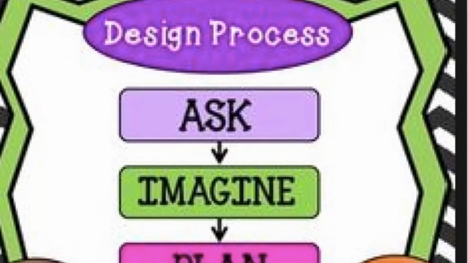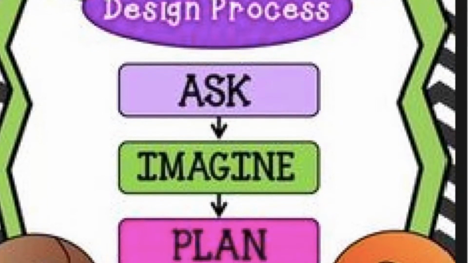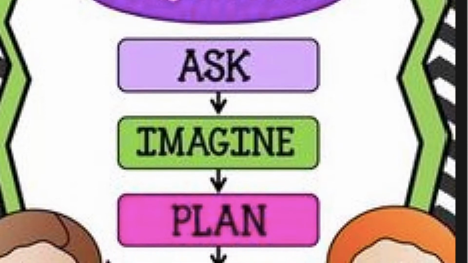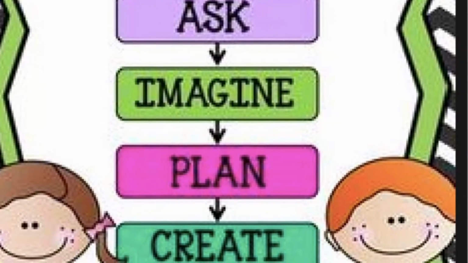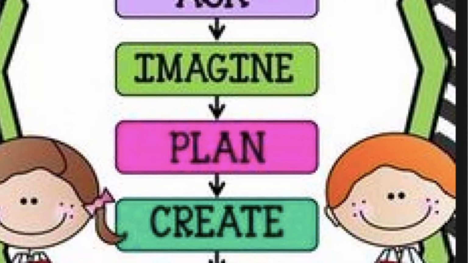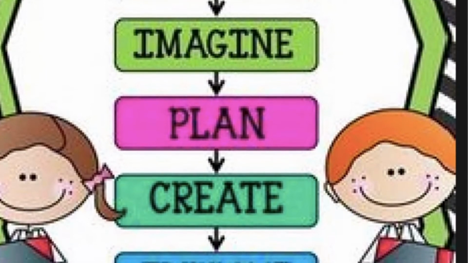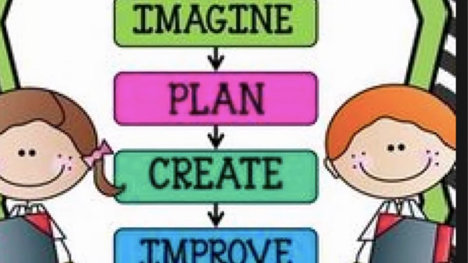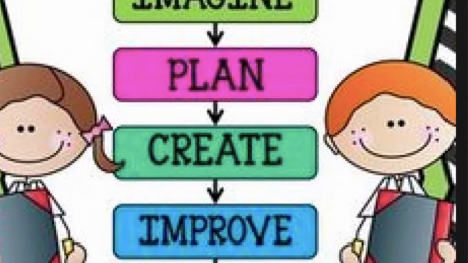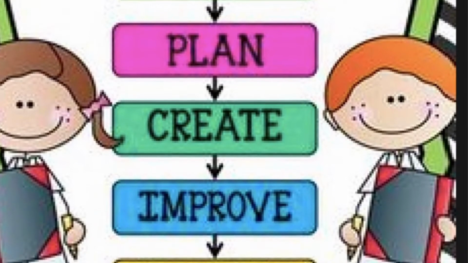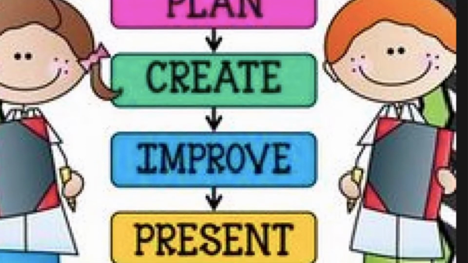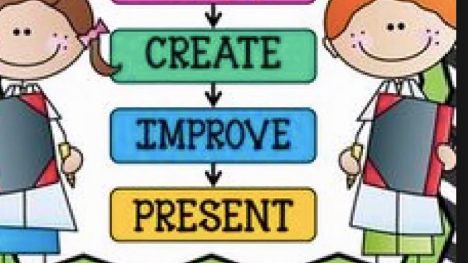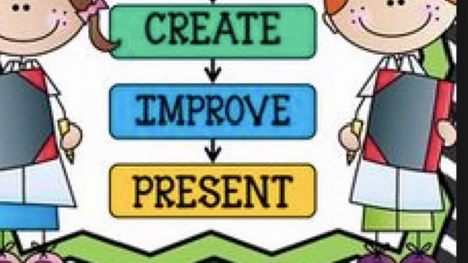As engineers, we're always asked to solve a problem. We start to imagine different ways we can solve it, and we select the best plan. We create a model to solve that problem. Then we work on improving it. This is where our growth mindset comes in. We, as engineers, spend the most time improving our ideas. Finally, we present it by showing photos or videos in Seesaw.